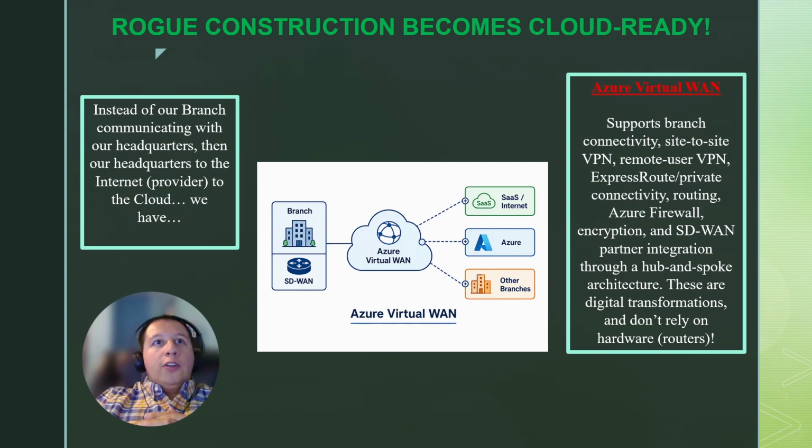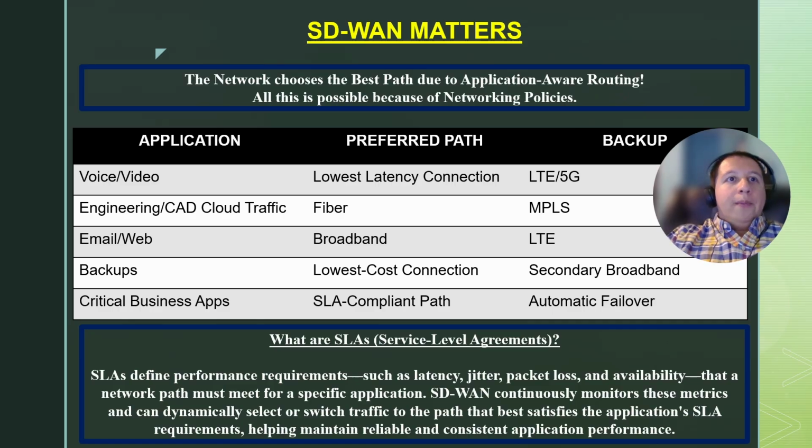Okay, so now Rogue's Construction's branches no longer must be designed around the location of the corporate data center. All right. So why does SD-WAN matter? Well, the network chooses the best path due to application-aware routing. Right. All this is possible because of networking policies.